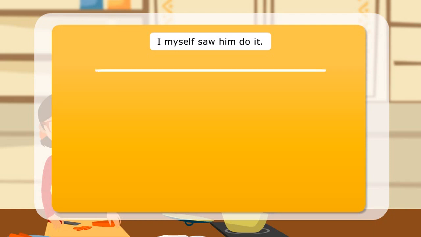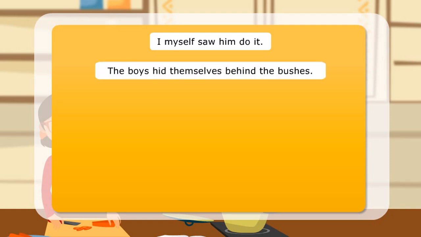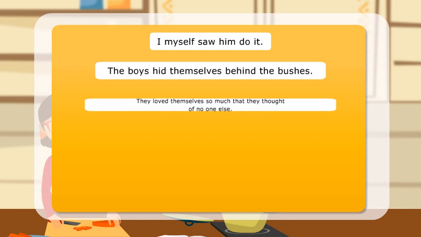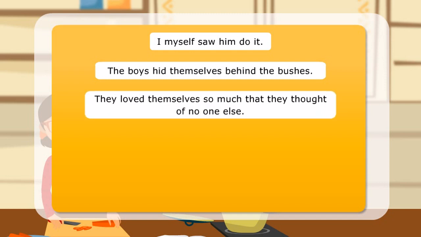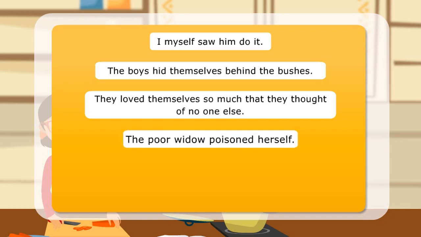Here are some more examples. I myself saw him do it. The boys hid themselves behind the bushes. They loved themselves so much that they thought of no one else. The poor widow poisoned herself.